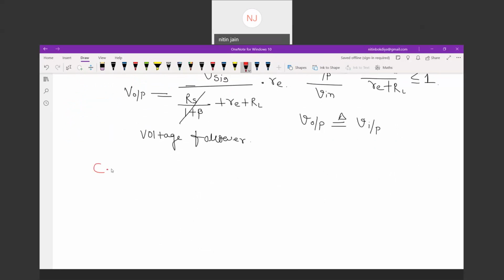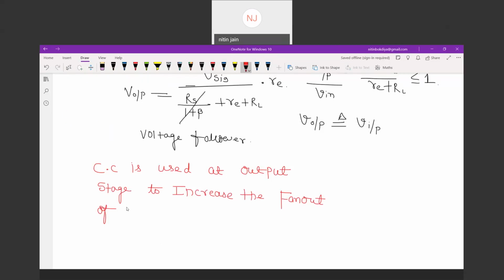The common collector is used to increase the fan out of the amplifier.